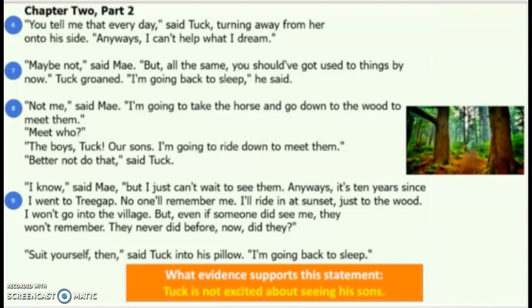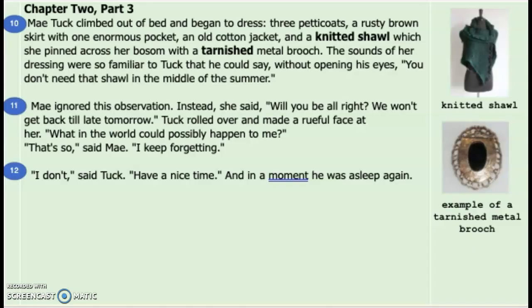Awesome. Let's zoom in on paragraphs 8 and 9. Looking again at paragraphs 8 and 9, which paragraph has 3-star evidence? The best, most relevant evidence that shows that Tuck is not excited about seeing his sons. Yep, paragraph 8. Let's keep reading. Paragraph 10.